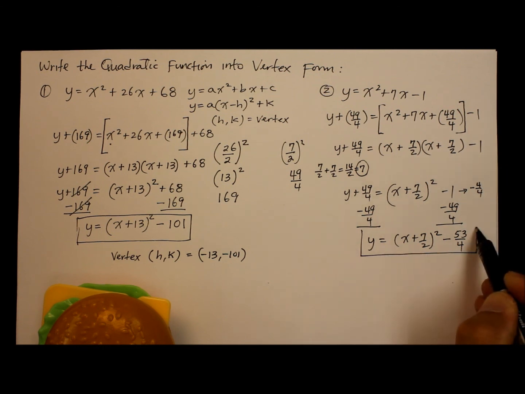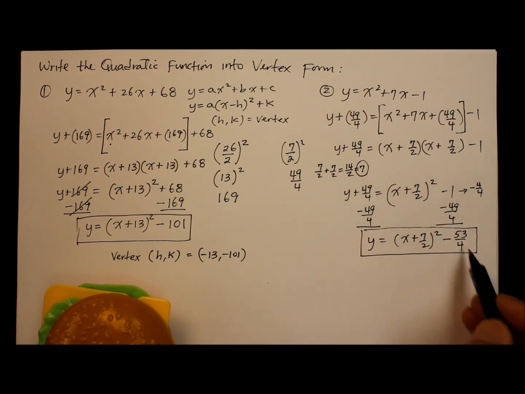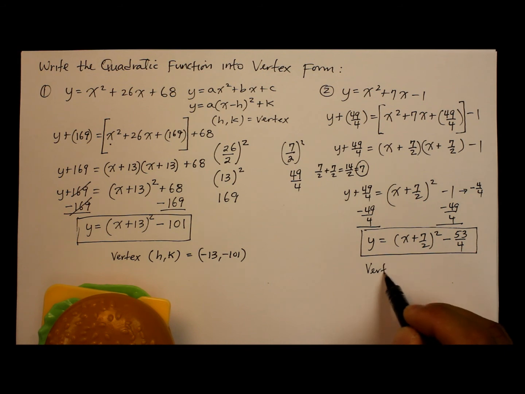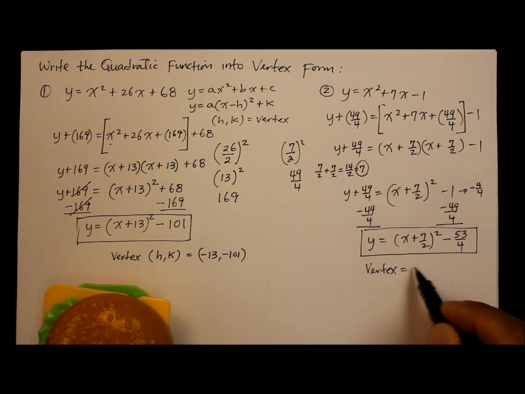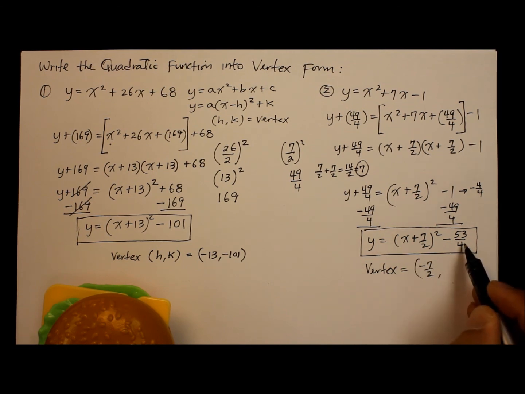Whoo-wee! It's not pretty, but it's a good answer. And the vertex: the inverse of the inside component, which is negative 7 over 2. And the k value is going to be as given, negative 53 over 4.